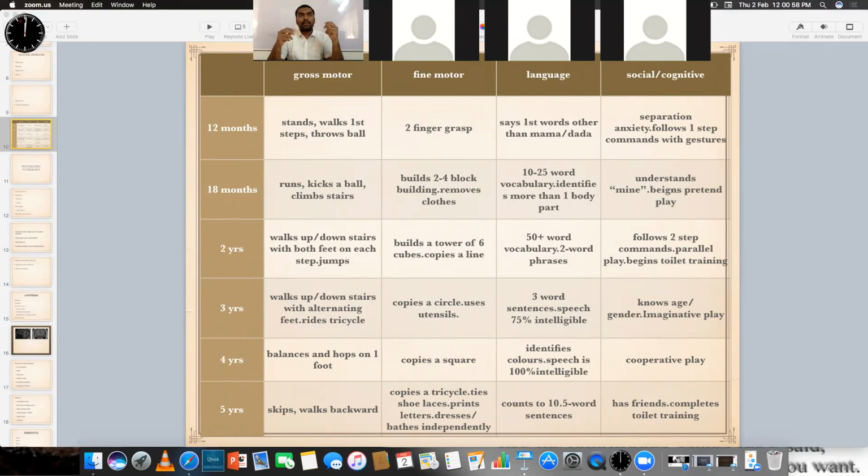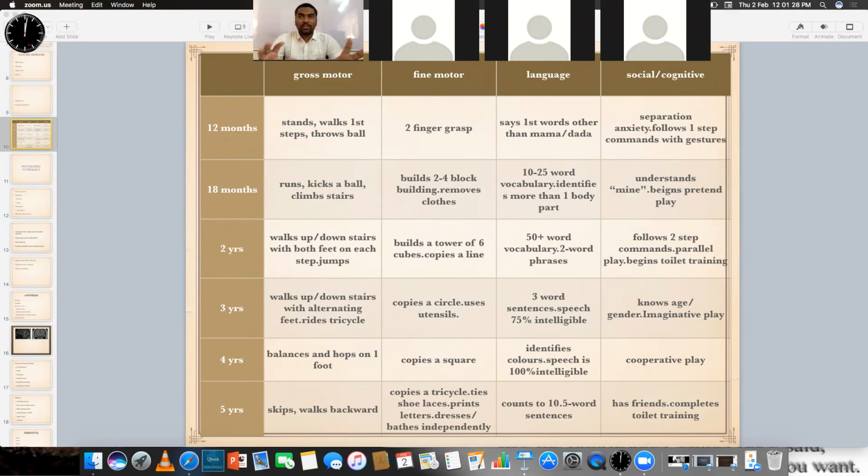Then he can remove his own clothes. He can undress himself at 1.5 years of age. Then in language, he can start speaking some 10 to 25 words. So he knows those words and can utter them, but he can't form sentences or use grammar to build sentences at 18 months of age.